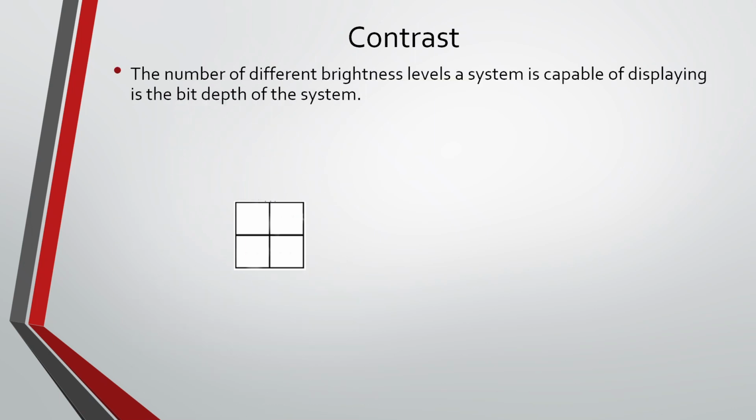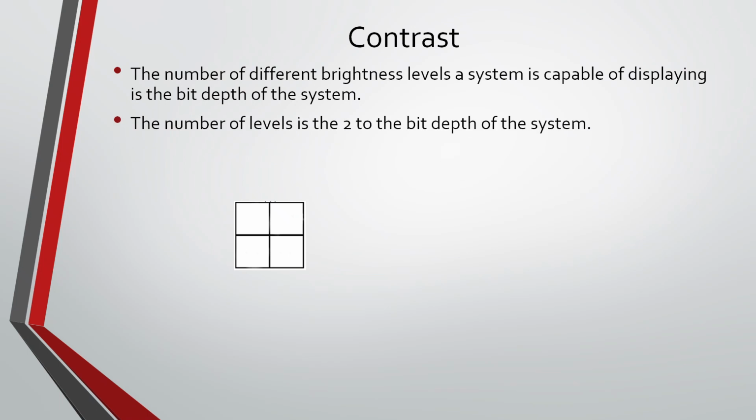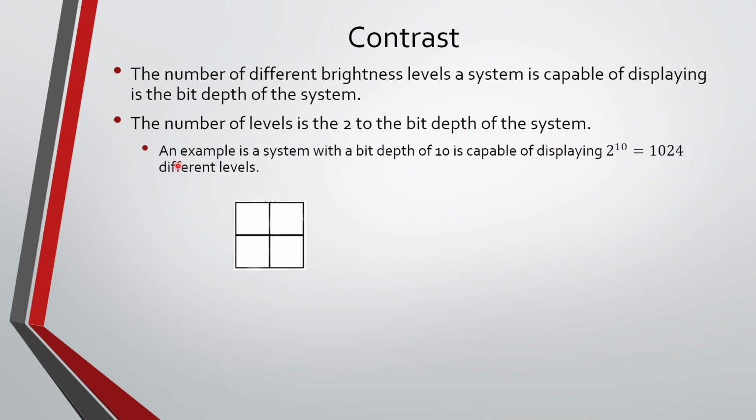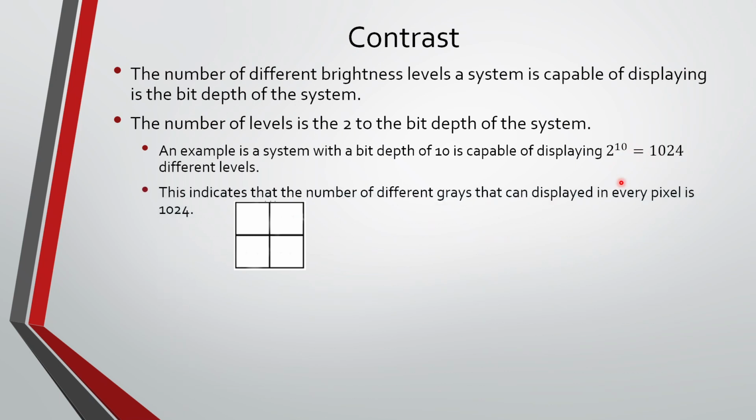The number of different brightness levels a system is capable of displaying is the bit depth of the system. The number of levels that the system can represent is 2 to the bit depth of the system. So we take 2 and raise it to the bit depth of the system to find how many different brightness levels the system is capable of displaying. An example is a system with a bit depth of 10, which is capable of displaying 2 to the 10, which is 1024 different brightness levels.